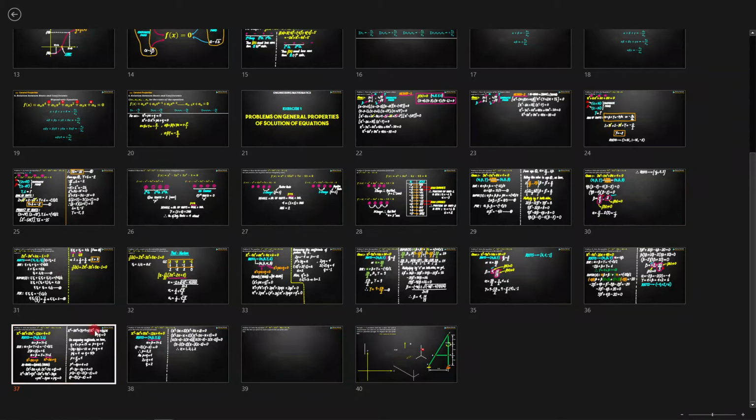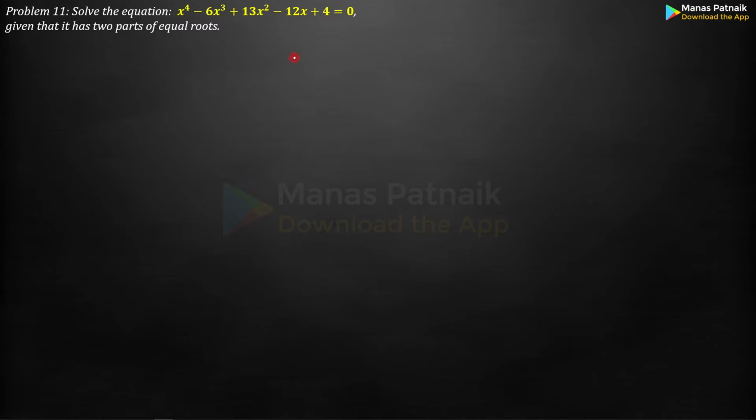Okay, so today's problem is a bit controversial. It's from the book Higher Engineering Mathematics by Dr. B.S. Grewal. Very popular book, especially in India. I mean, in each and every university, this is the most referred book. Okay, so you have yourself a biquadratic equation.